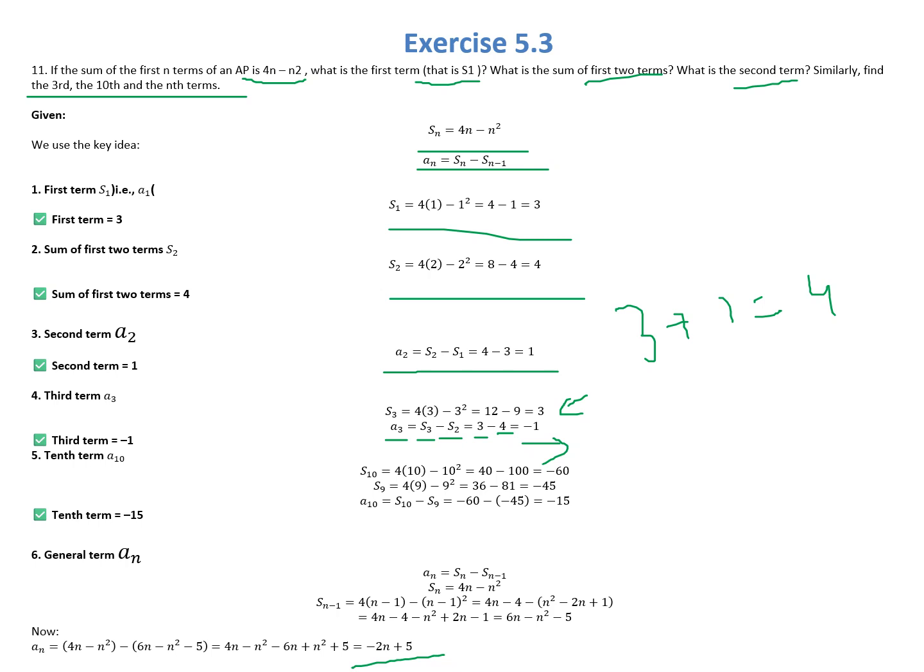So this is the nth term, rather, not the sum of the terms. This is the nth term. So the nth term is equal to sum of n minus sum of n minus 1. When we solve this, we get the nth term, which is equal to minus 2n plus 5. We'll move to the next slide.